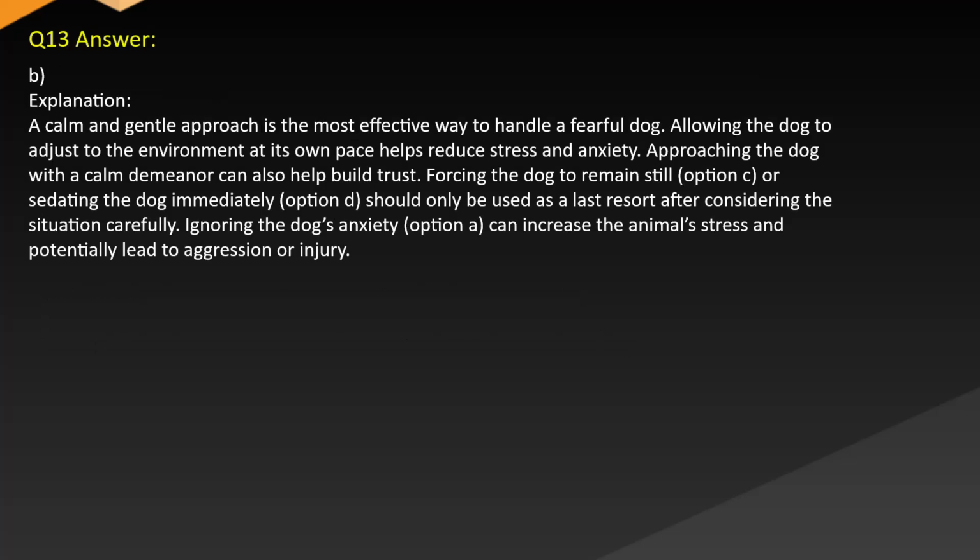Answer: B. Explanation: A calm and gentle approach is the most effective way to handle a fearful dog. Allowing the dog to adjust to the environment at its own pace helps reduce stress and anxiety. Approaching the dog with a calm demeanor can also help build trust. Forcing the dog to remain still, option C, or sedating the dog immediately, option D, should only be used as a last resort after considering the situation carefully. Ignoring the anxiety, option A, can increase the animal's stress and potentially lead to aggression or injury.